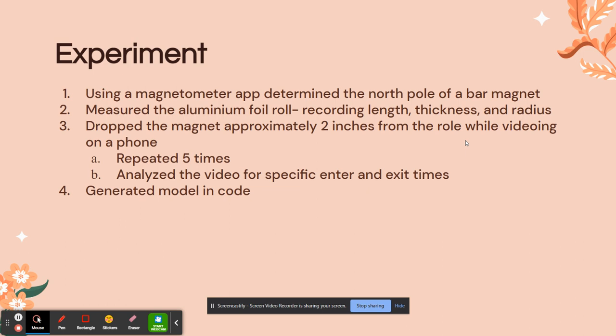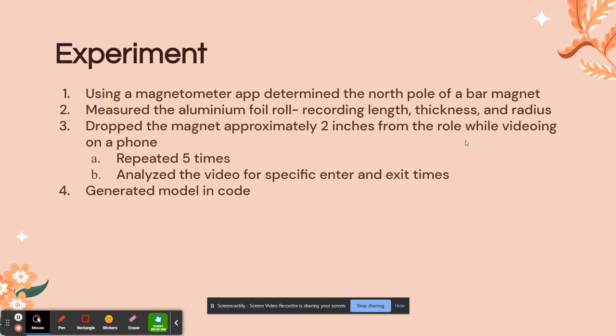In the experiment portion, we used a magnetometer app to determine the north pole of a bar magnet. Then we took measurements on the aluminum foil roll, recording the length, thickness, and radius of the roll. We then dropped the magnet approximately 2 inches from the roll while videoing on a phone.